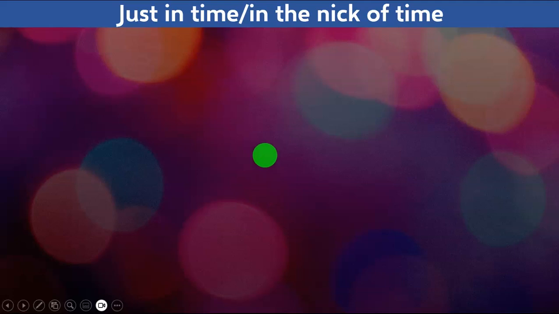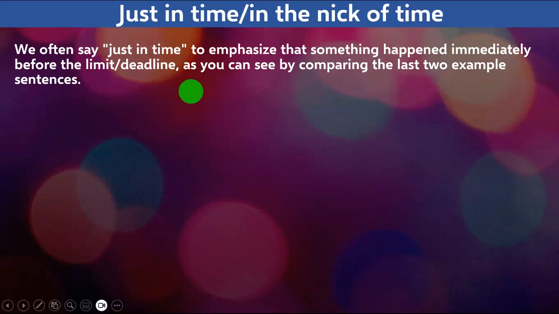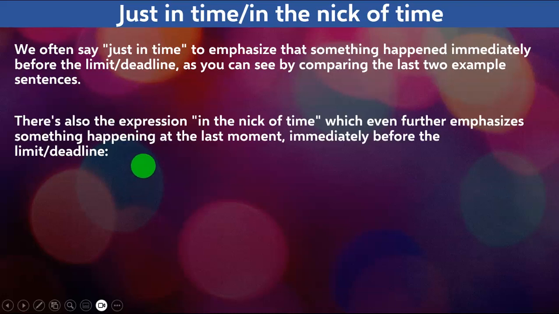Now, before we go to the quiz, let's understand the meaning of just in time and in the nick of time. We often say just in time to emphasize that something happened immediately before the limit deadline, as you can see by comparing the last two example sentences, right? Now, there's also the expression in the nick of time, which even further emphasizes something happening in the last moment immediately before the limit or deadline.